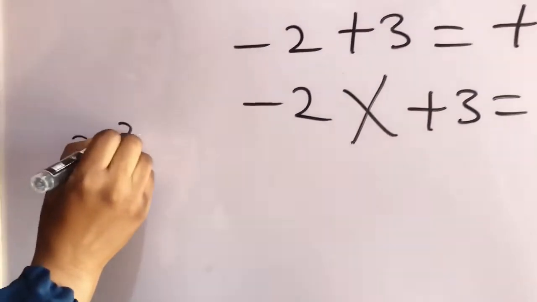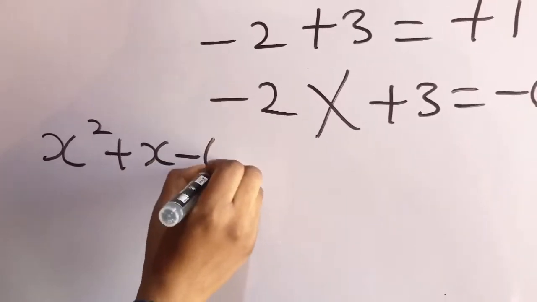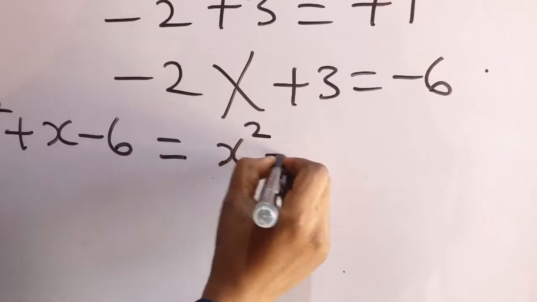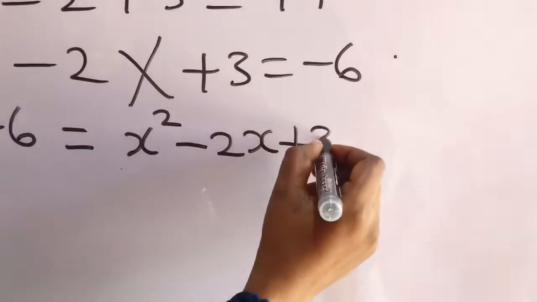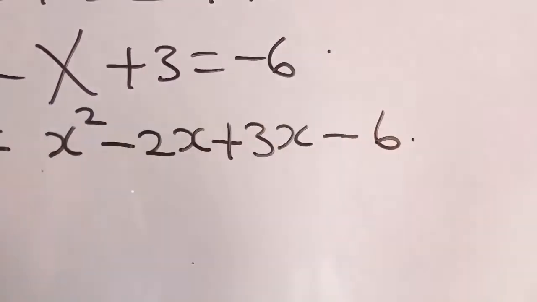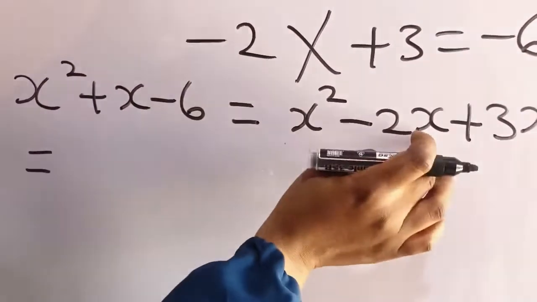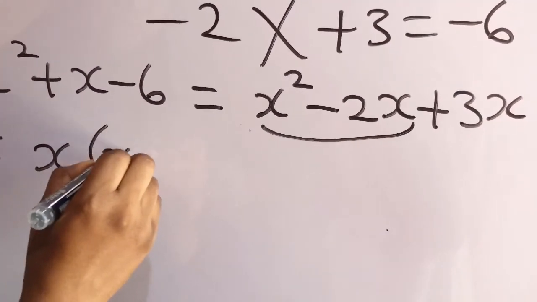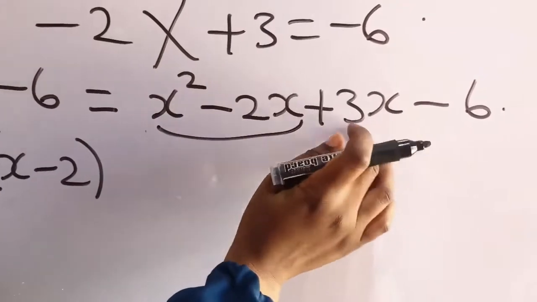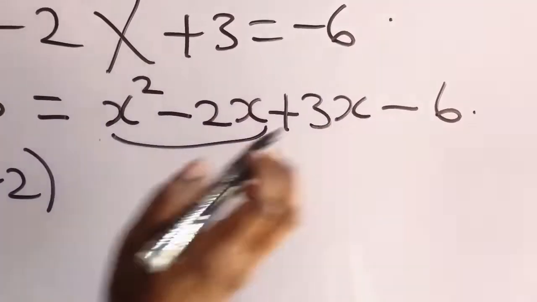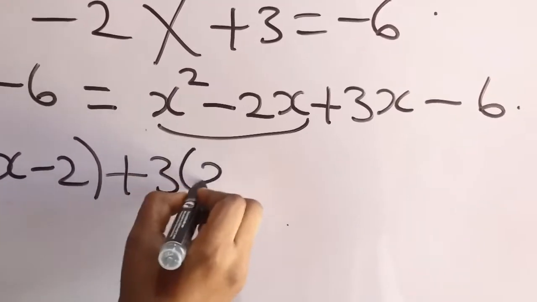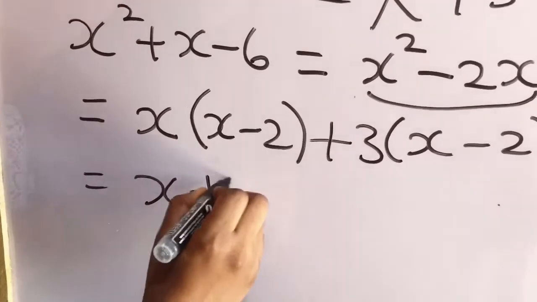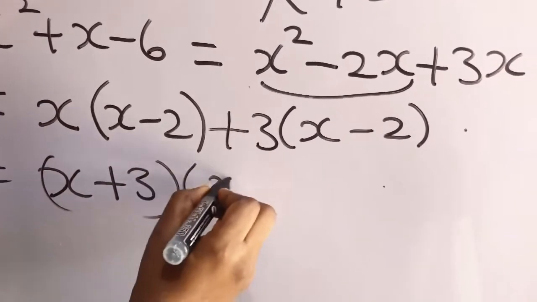So x squared plus x minus 6 will be equal to x squared minus 2x plus 3x minus 6. Which will be equal to, let's factorize x out from this expression. x into x minus 2. Then what is common to the rest is plus 3. So plus 3 times x minus 2. So we have x plus 3 multiplied by x minus 2.